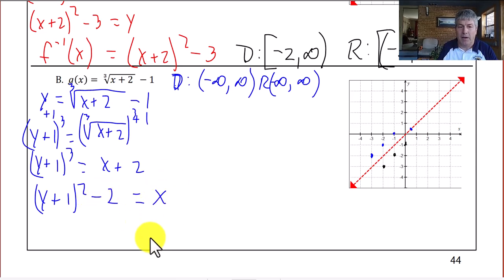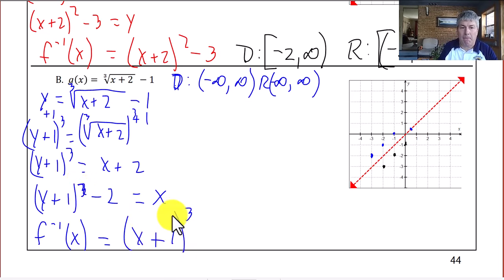So x is my new y. So the inverse of x equals the quantity x plus 1 cubed minus 2. So there's our inverse function.